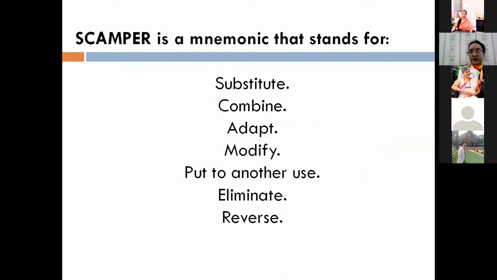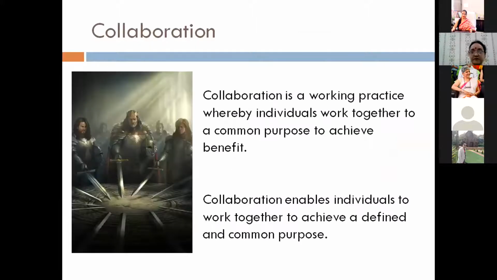Now, when I was talking to you about SCAMPER, this is a mnemonic that stands for substitute, adapt, modify, put to another use, eliminate, reverse. Various activities could be taken up in a class wherein we could use SCAMPER, and teachers can actually plan to transact the curriculum in a way that they put to use all these tangents. Now, the next skill is about collaboration.